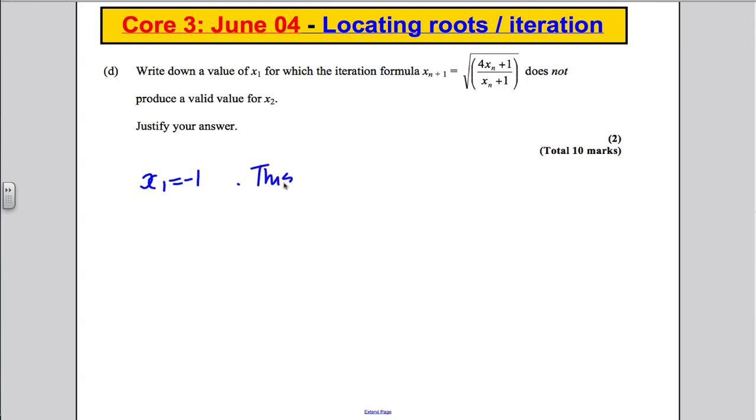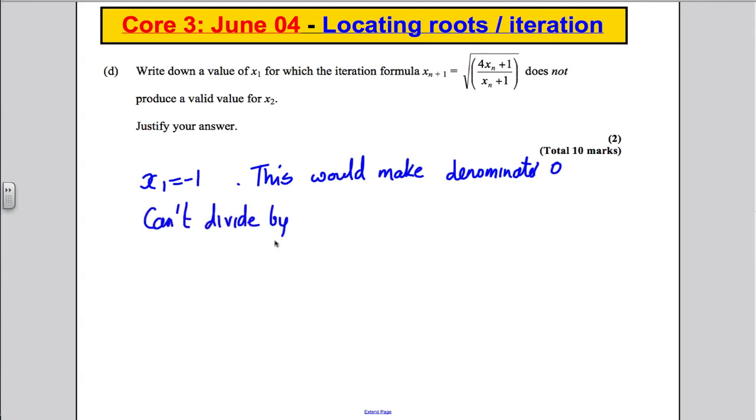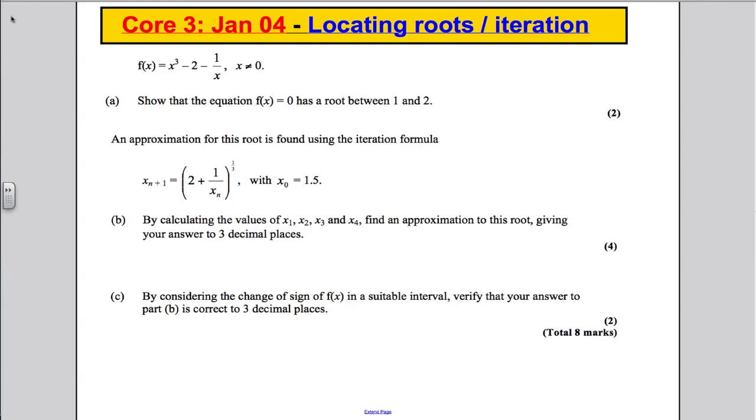This would make the denominator 0, and basically can't divide by 0. And that's it, we're done. Next question, pause, have a go, then mark against mine.